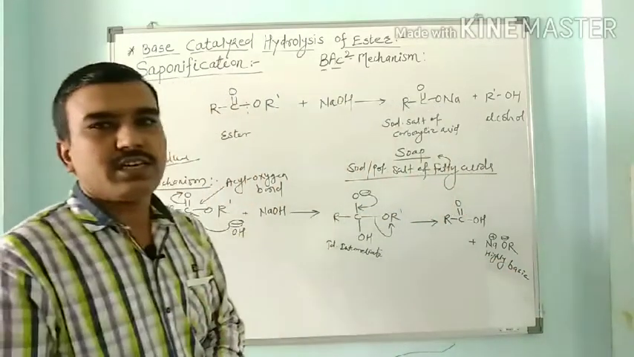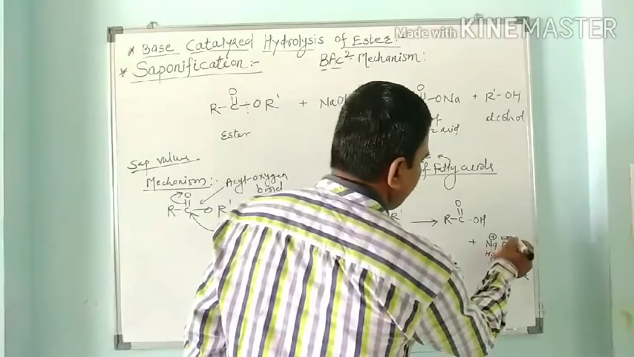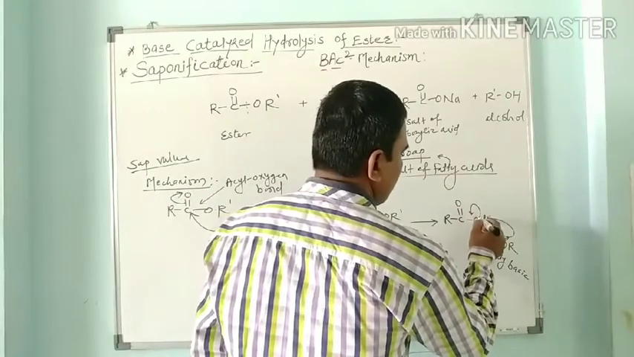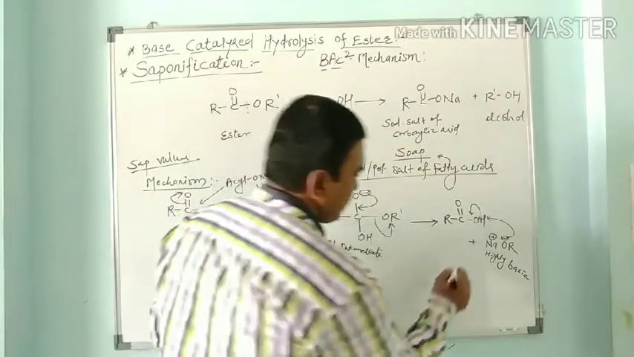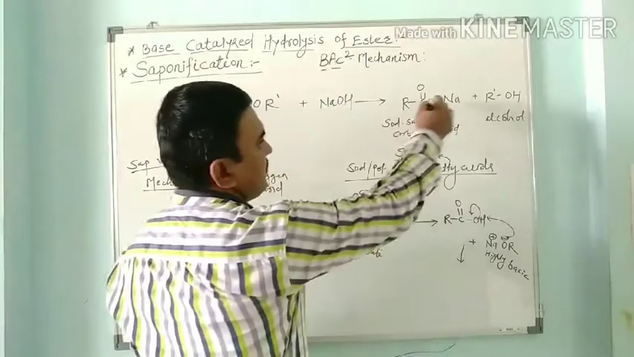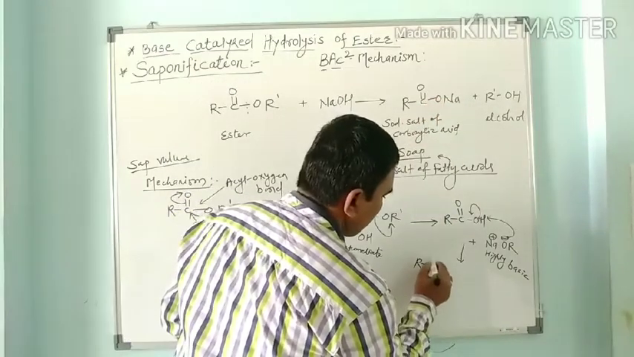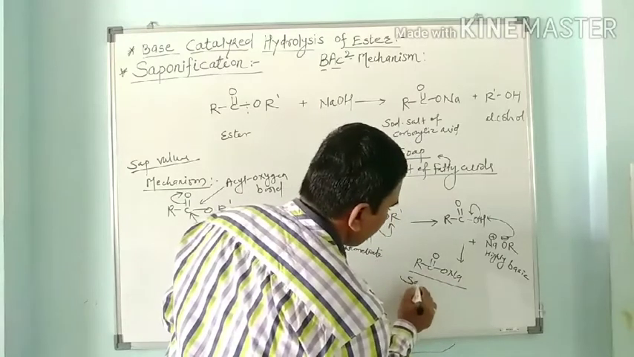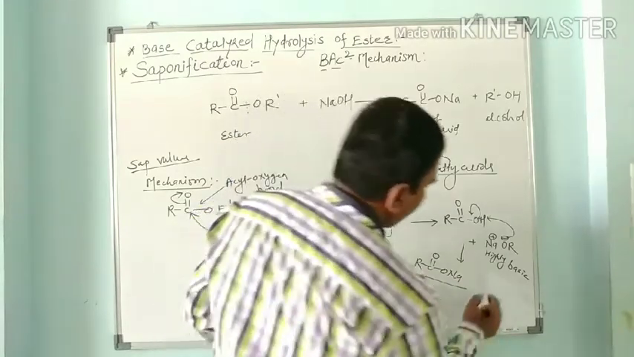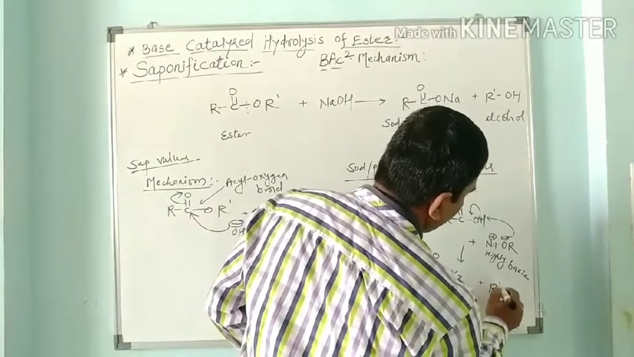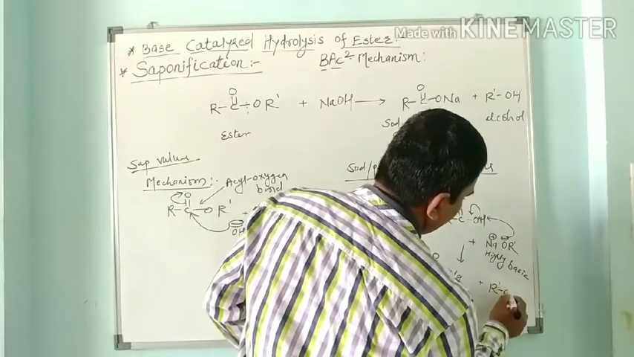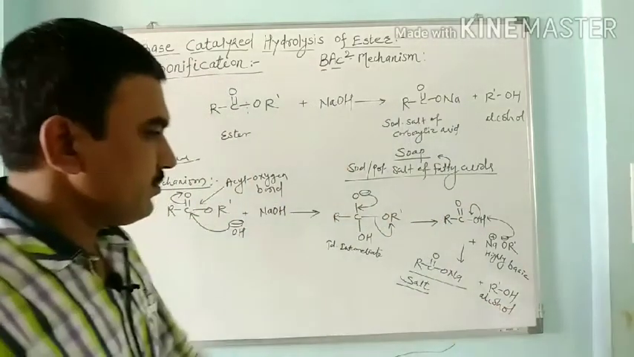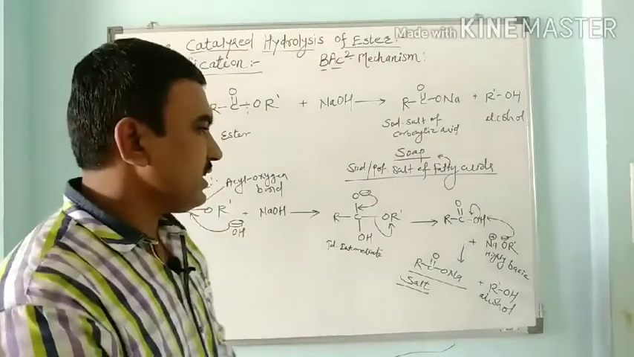So this highly basic alkoxide immediately catches this proton, and electron density goes to this oxygen, and we finally get RCOONa, that is sodium carboxylate. So this is a salt, sodium carboxylate, plus alcohol R'OH. So we get this salt, sodium carboxylate, and the alcohol.